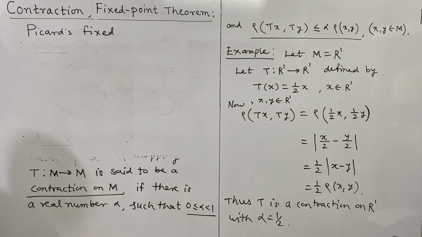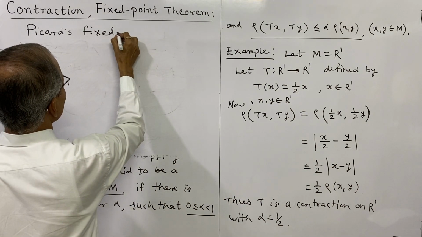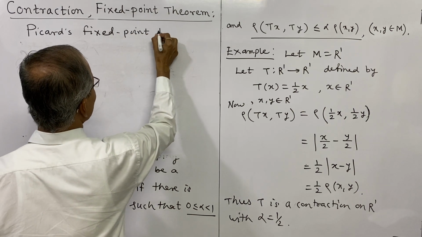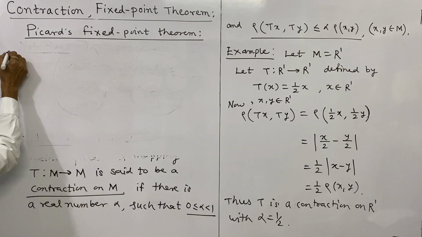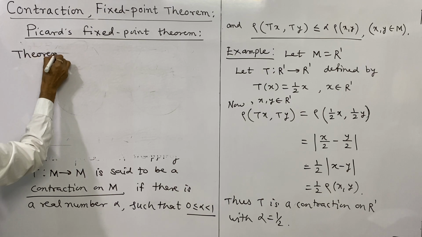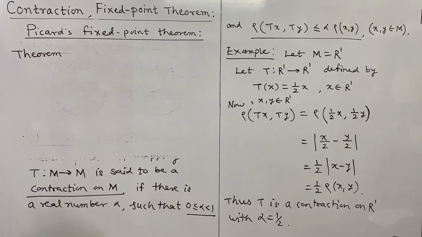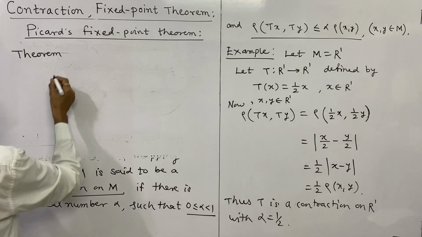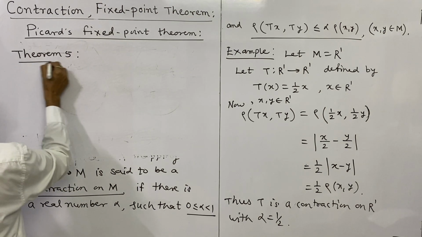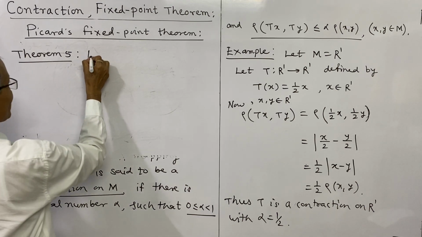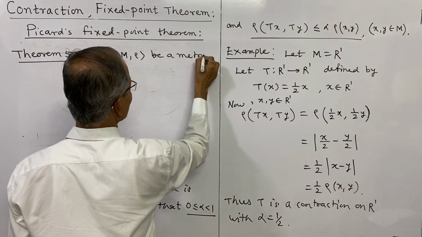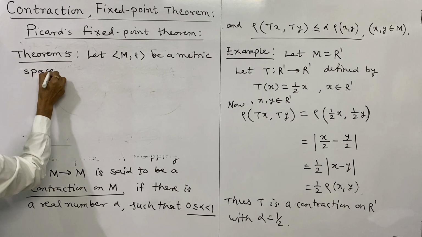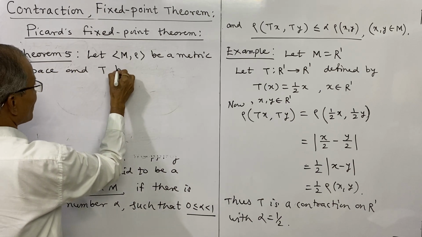Further examples of contraction we shall consider in exercises. And this is our next theorem. Theorem in serial order, which will be 4 or 5. So I think theorem number 5 you may verify. Let (M, rho) be a metric space, and T be a contraction on M.